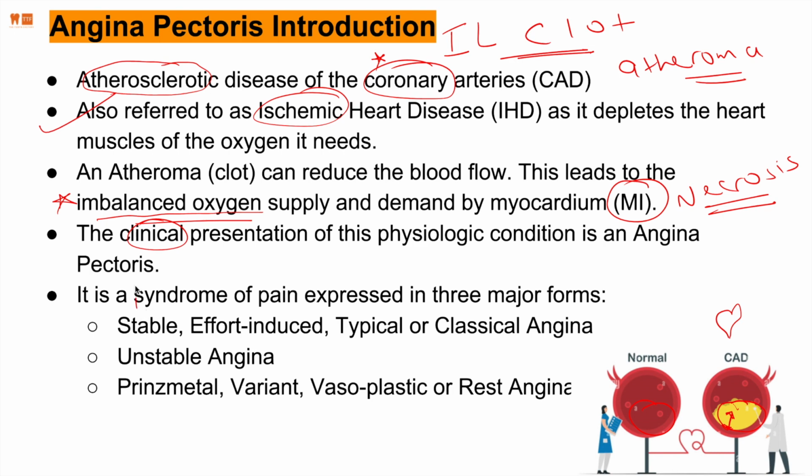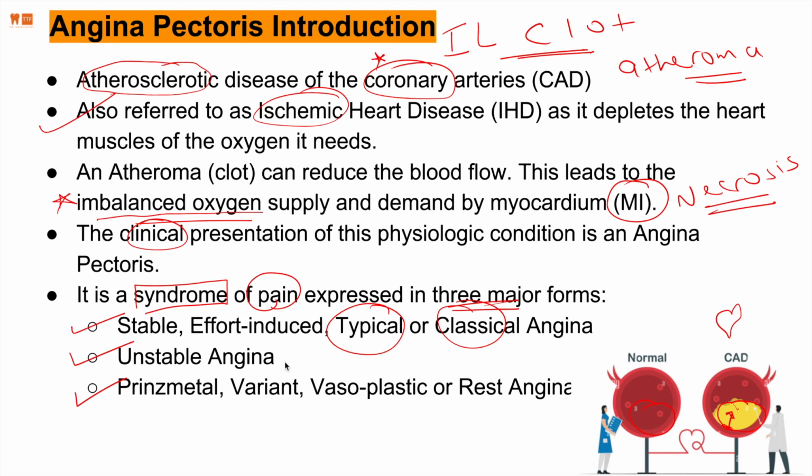It is basically a syndrome of pain that is expressed in three major forms. So angina pectoris can be classified into three subtypes: stable, unstable, and Prinzmetal. There are other names which define their roles and their functions. A stable angina is also effort induced. So basically you have to work in order to get that angina to be stimulated. It is the more typical, more classical form of angina.